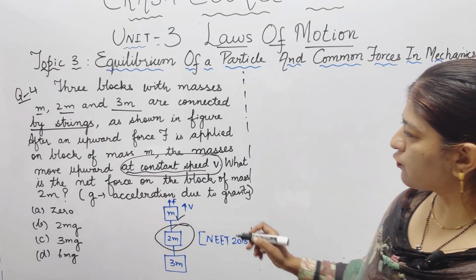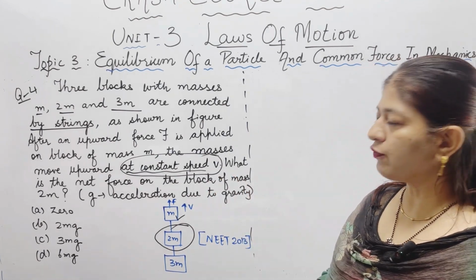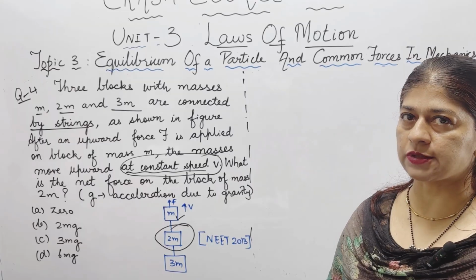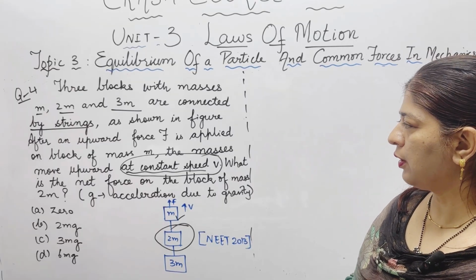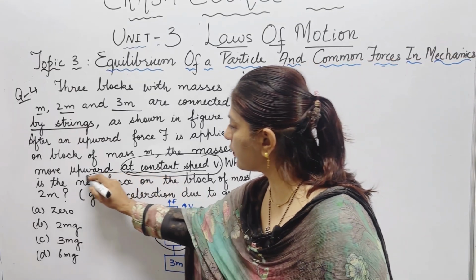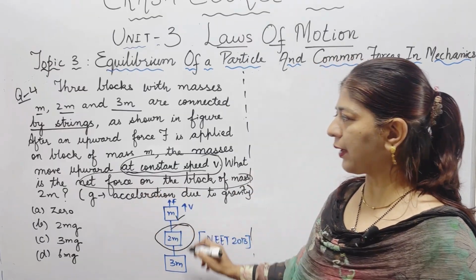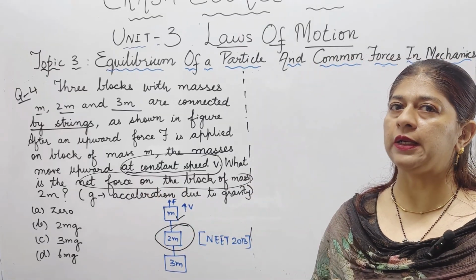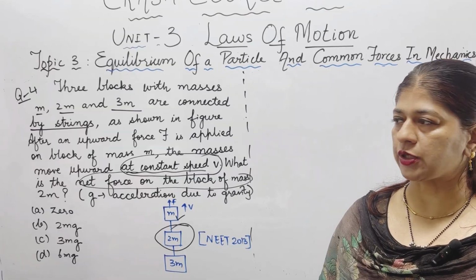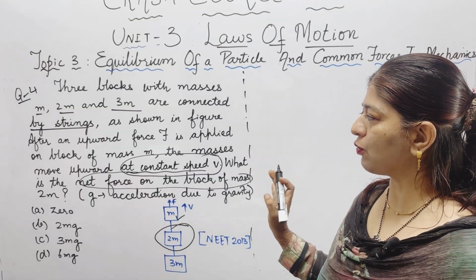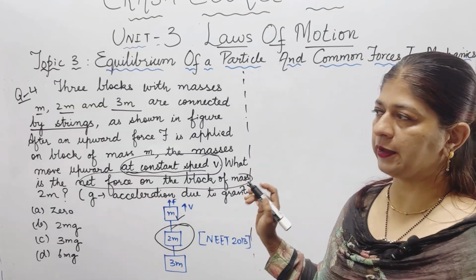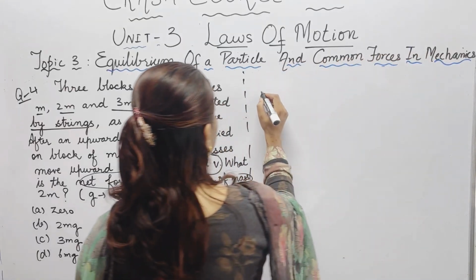Since this velocity is constant, and we know for constant velocity acceleration is 0, net force on the block, either 2m or any of the blocks, will come only when there is an acceleration. Since acceleration is 0, no net force will be there. I'll write down the explanation.